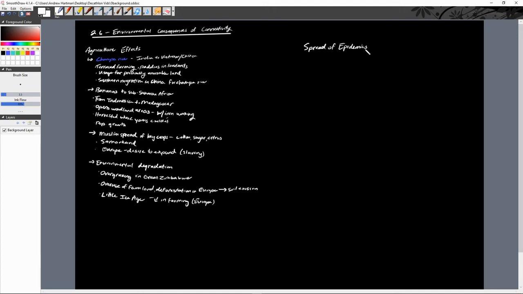But probably the most important environmental impact of the trade networks is, of course, the spread of epidemics, and in particular, one epidemic. And we're kind of living this out today with the coronavirus, the fact that our interconnected international trade network leads to more exposure to deadly diseases.